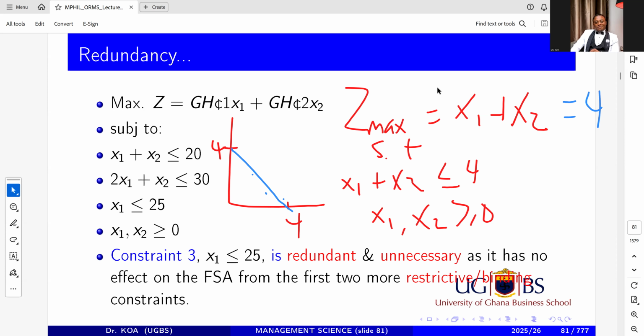Guys, the z value will be 4. So even if you count 2 here and 2 here, that will give you 2 plus 2, 4. So it means that you have another solution, 3, 1. So there are several solutions. So one of these is redundant.